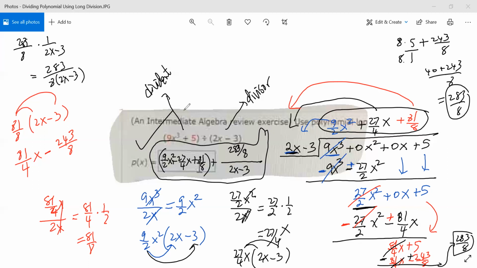So this problem was a little bit maybe different than the other one, because here you have to deal with a lot of fractions. That's why it becomes a little bit weird. But other than that, it's just standard steps that we have to follow for the long division.